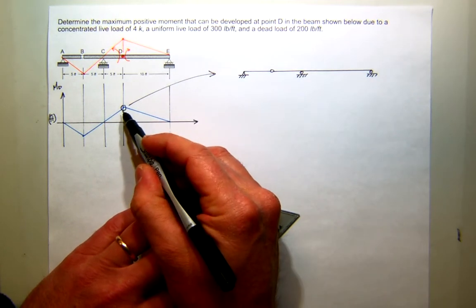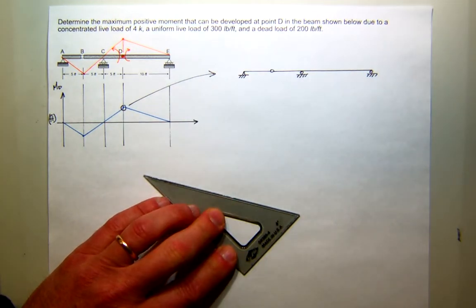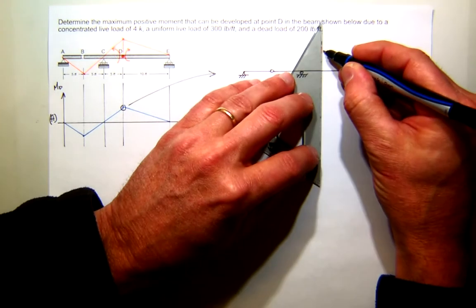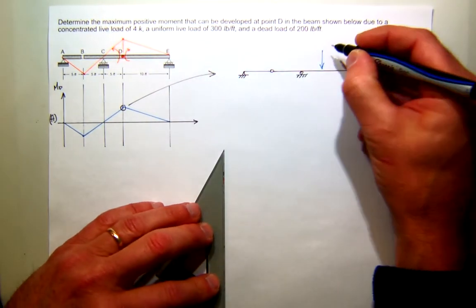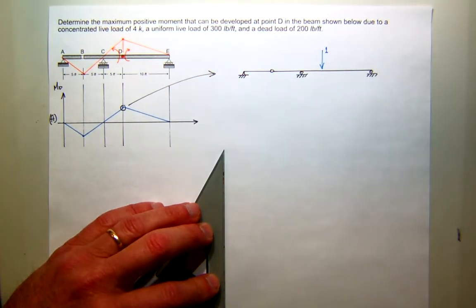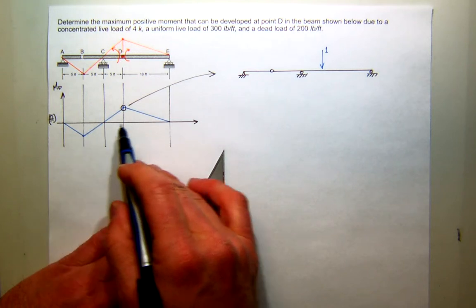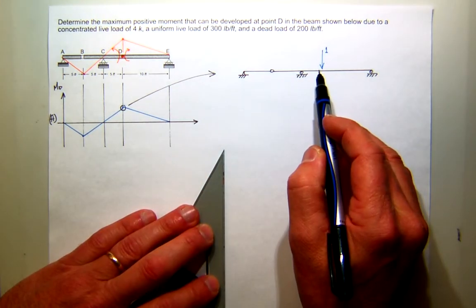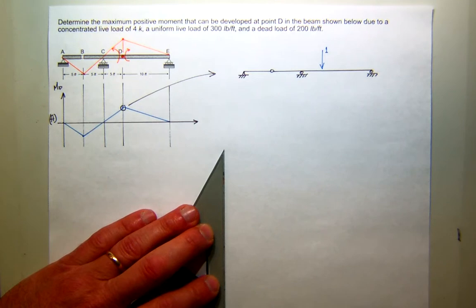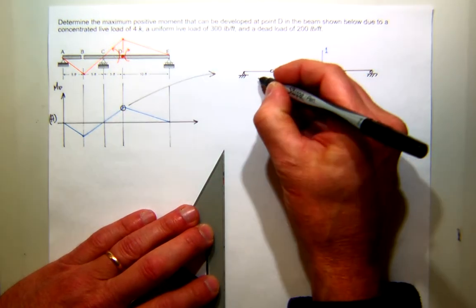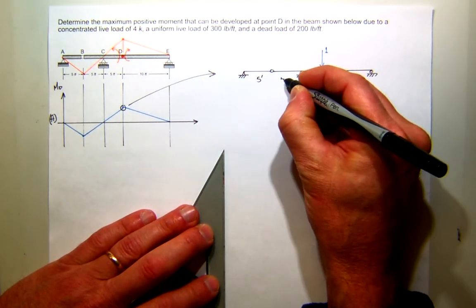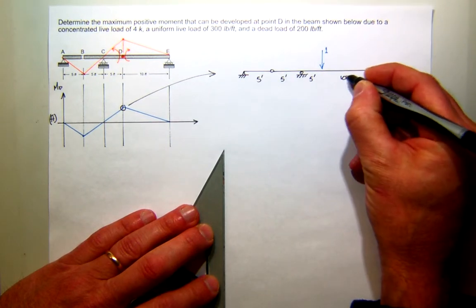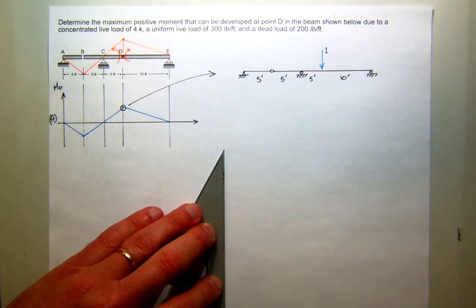So if I choose this position, that means my unit load is really where? Over D, which would be right about here. Right? Remember, the position on the influence line is the location of the unit of the load. So where would that be exactly? Well, this would be 5 feet, 5 feet, 5 feet, and 10 feet. Now, what am I looking for?